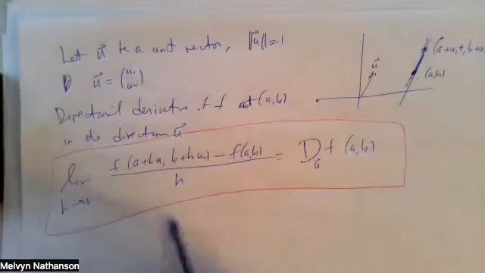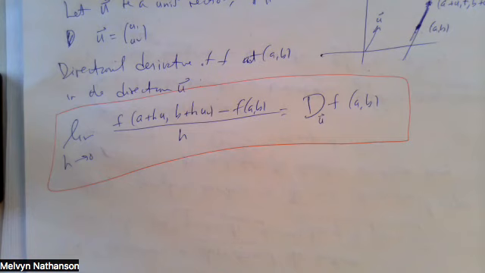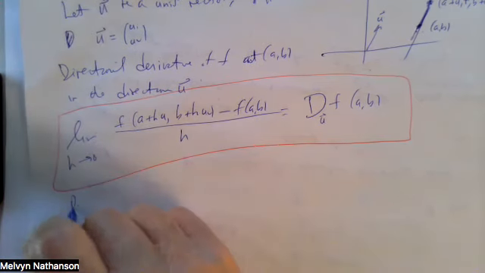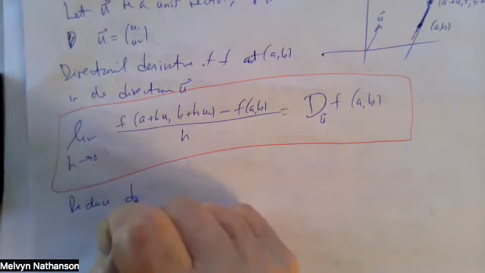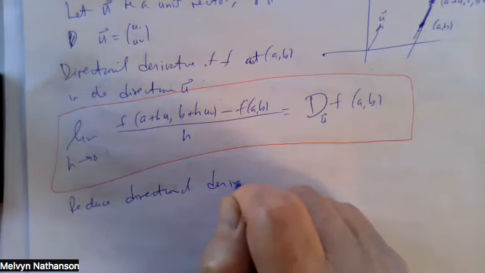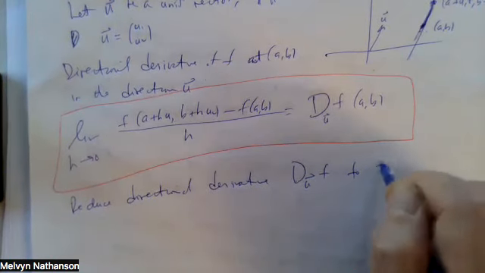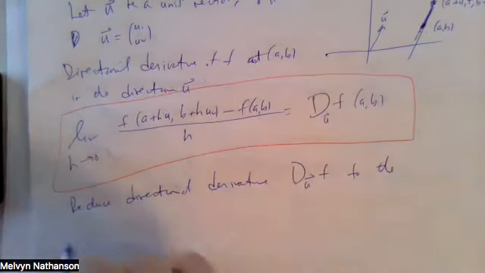So this is the magic formula. And the question is, how can we calculate that? And there's one rule that simplifies this tremendously and allows us to reduce the directional derivative, D sub u of f, to the partial derivatives.